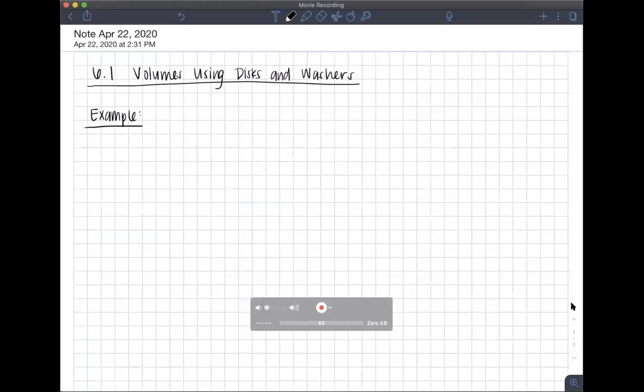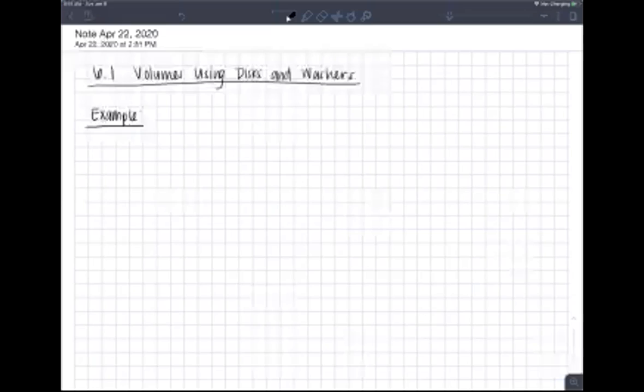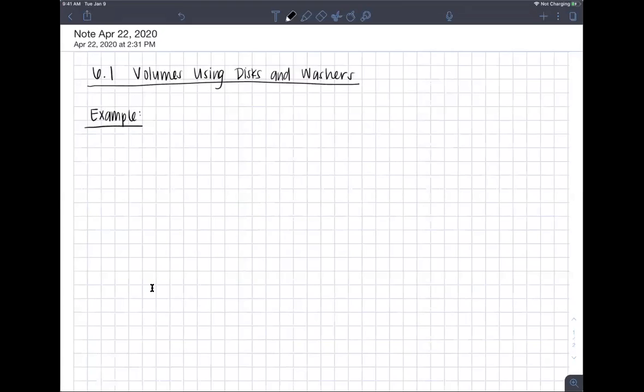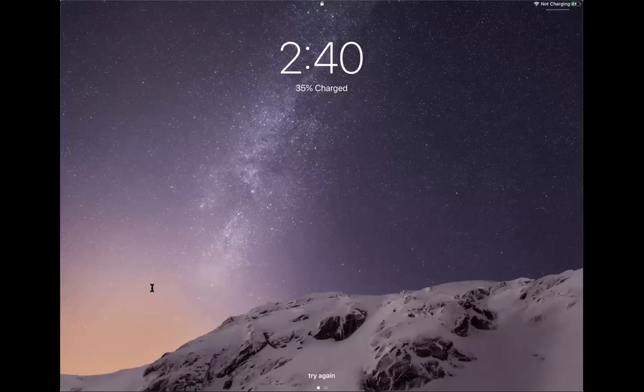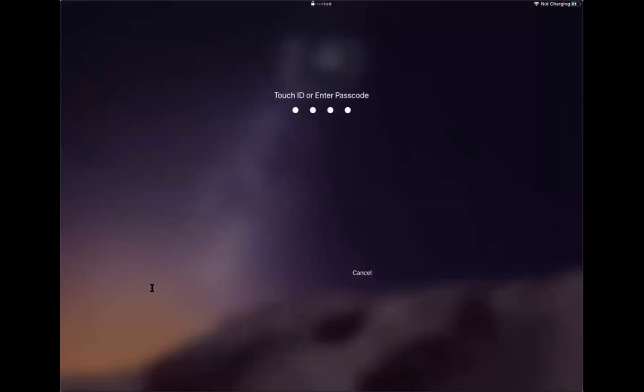But here, where is my iPad? There it is. All right. So the first example we're going to look at is, oh, maybe nothing, there it goes.